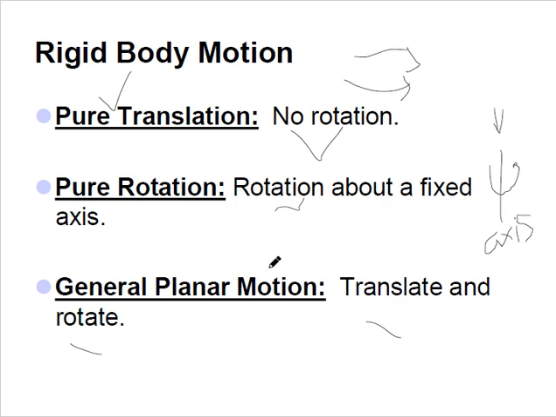Then a combination of translation and rotation. Most of the real world objects are that way. I already told you so many examples of them. The previous example is your rolling car tires: it moves forward and also it spins. So make sure you know these three different types of rigid body motion.